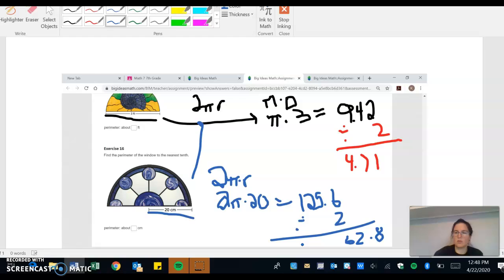Okay, so again, just notice what you're given, diameter or radius, whether you're doing 2 pi times radius or pi times diameter. And then see, do you have the whole circle or do you have half the circle? In 15 and 16, you're given half the circle, so you have to divide by 2.